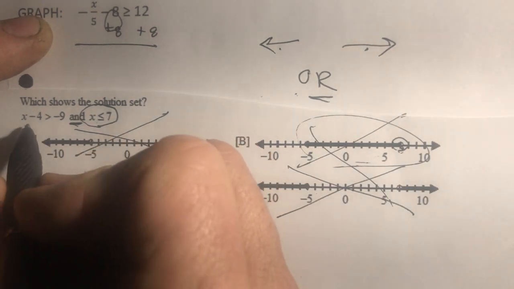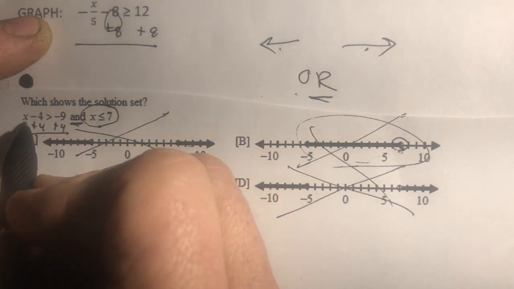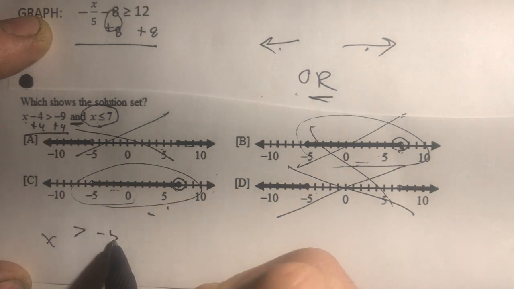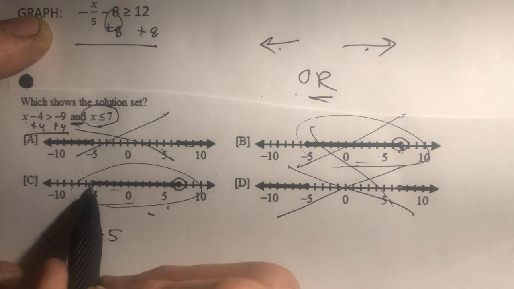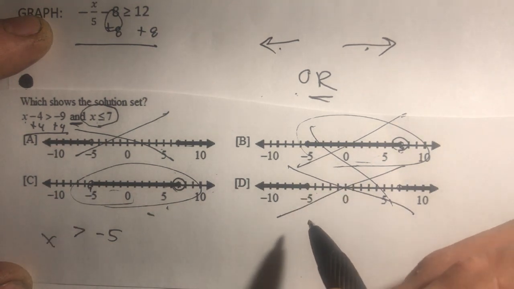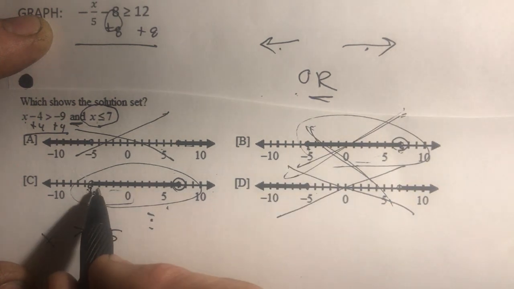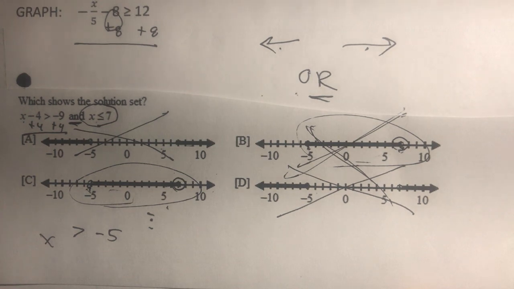Now, if you do this other one here, I would add 4. That's going to give me x greater than, and negative 9 plus 4 would be negative 5. And see, it's greater than negative 5 here. And see how it's not colored in? It's not supposed to be. Whereas this one here, see, it is colored in. That's wrong. It's got to be this one. You've got to pay attention to what's colored and what's not colored.